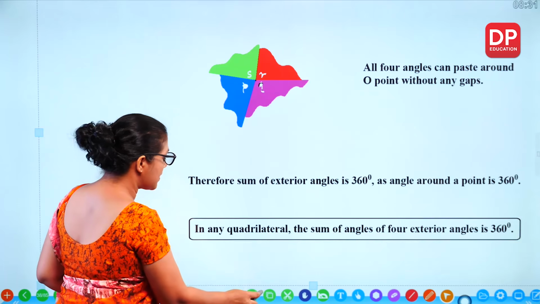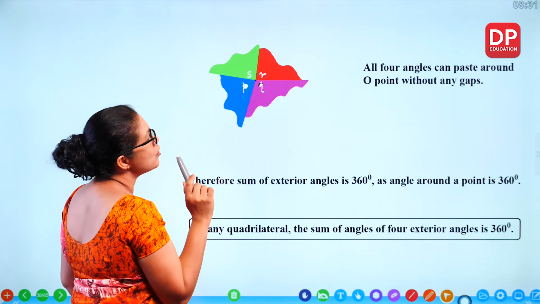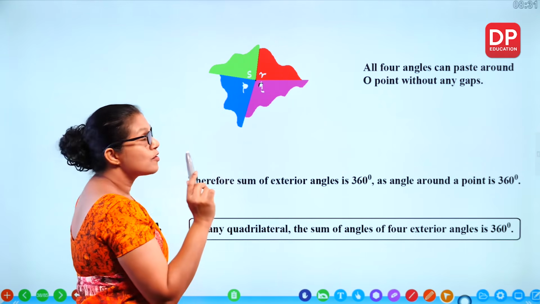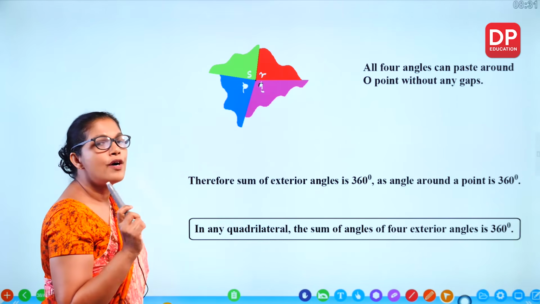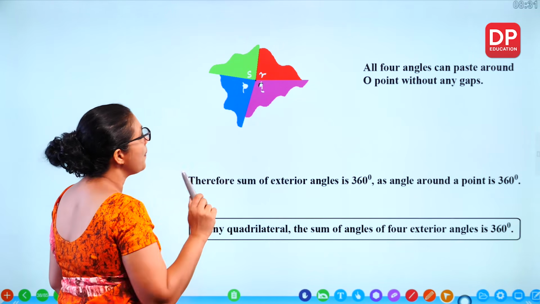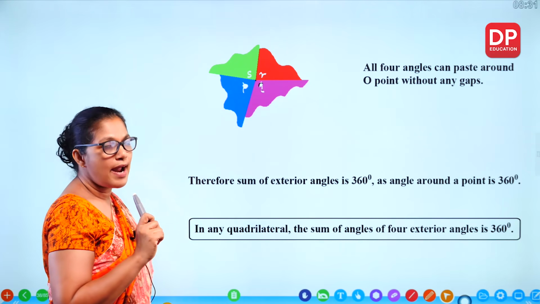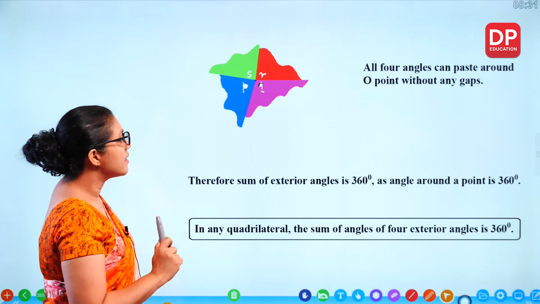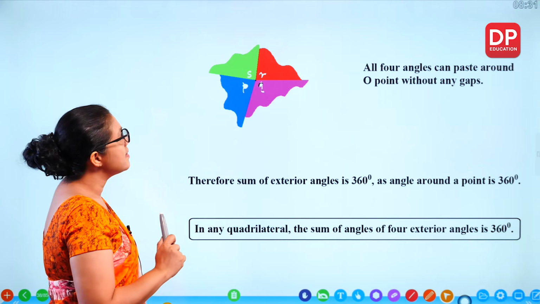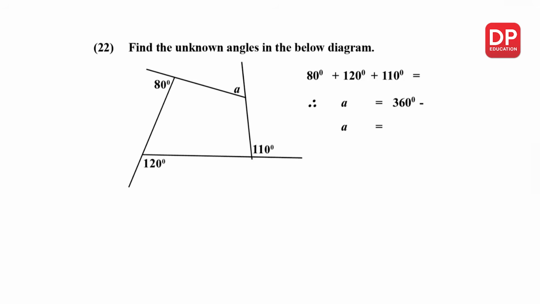So what do you call this? We know that all 4 angles paste around point O without any gaps. So what's the sum of these angles? These angles add up to 360 because we know the sum of angles around a point is 360. So in any quadrilateral, the sum of the 4 exterior angles is equal to 360. Now we'll use that property to find out the unknown angles.